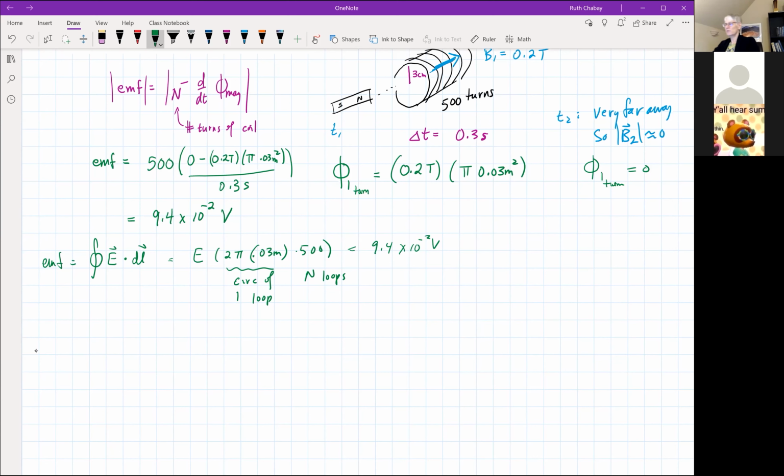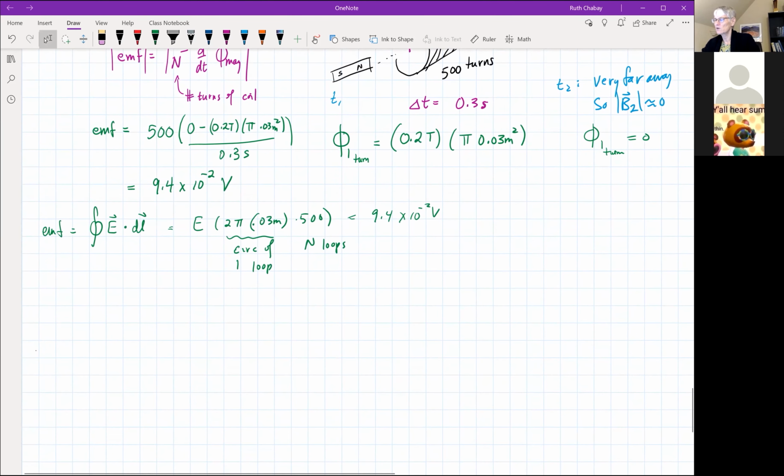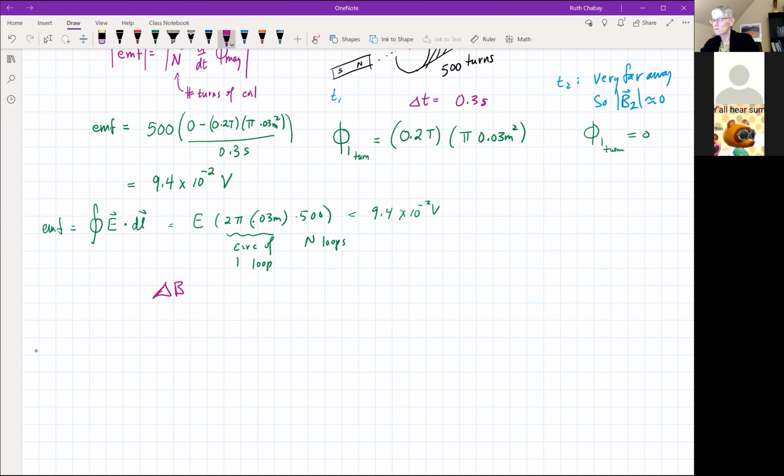So EMF is proportional to the rate of change of magnetic flux, right? So here we approximate; the exact expression involves a derivative. Here what we've done is approximated the derivative by a ratio of finite differences. So we took a delta B over a delta T, and we're saying that delta B over delta T is our approximation to dB dt here.